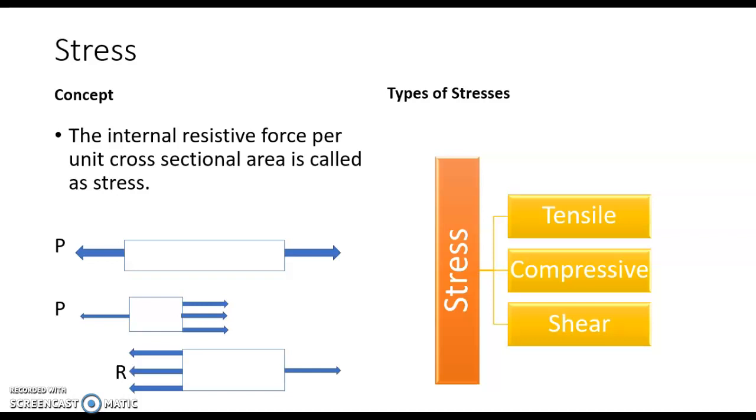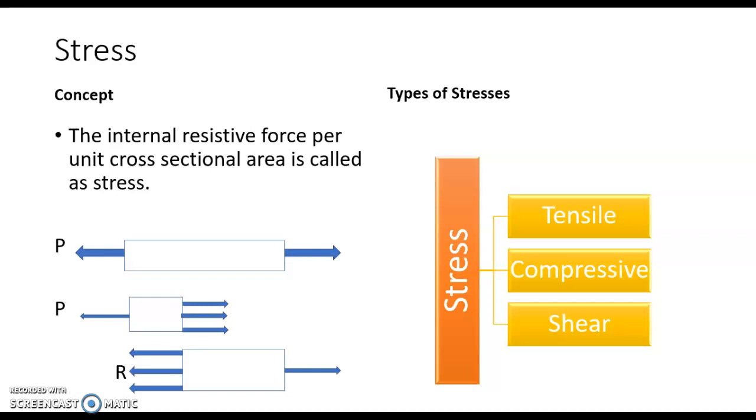What is stress? The internal resistive force per unit cross-sectional area, that is known as stress. See, if you apply a force to your mobile phone or a pen or anything in your hand, if you apply a force equal and opposite, it will have an internal stress which is going to oppose that force, when it is in equilibrium condition. So for two equal and opposite forces, there is an internal resistive force. That internal resistive force per unit cross-sectional area is nothing but stress.